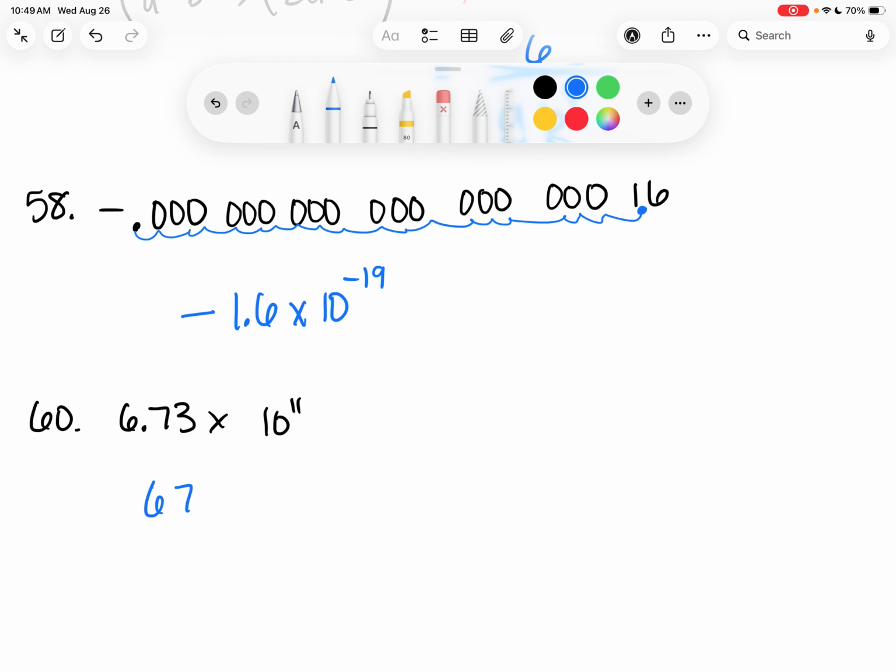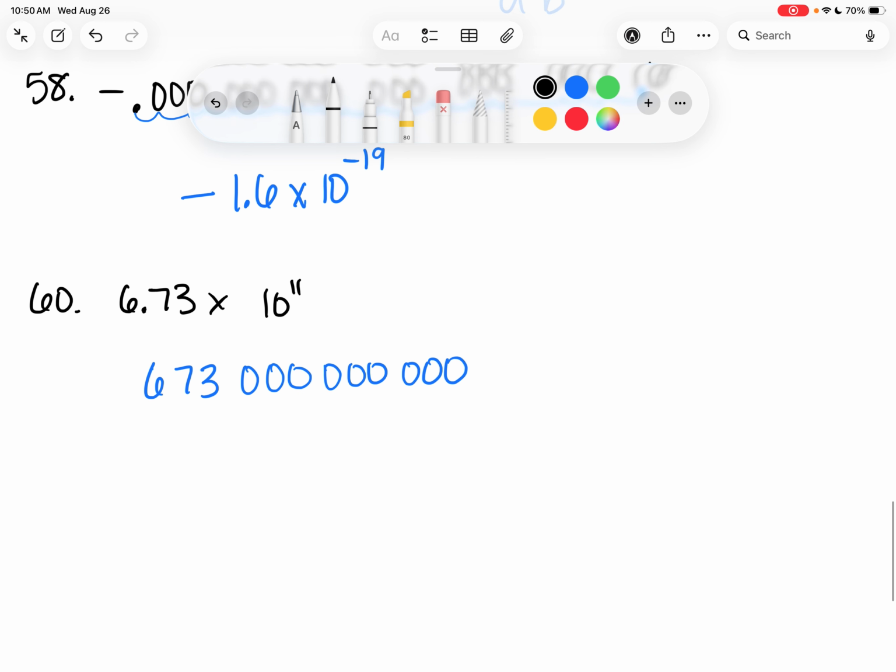673 trillion or something. It's 673 billion. 1, 2, 3. Yeah. I accidentally went over. I remember doing this now, guys. You're so smart.